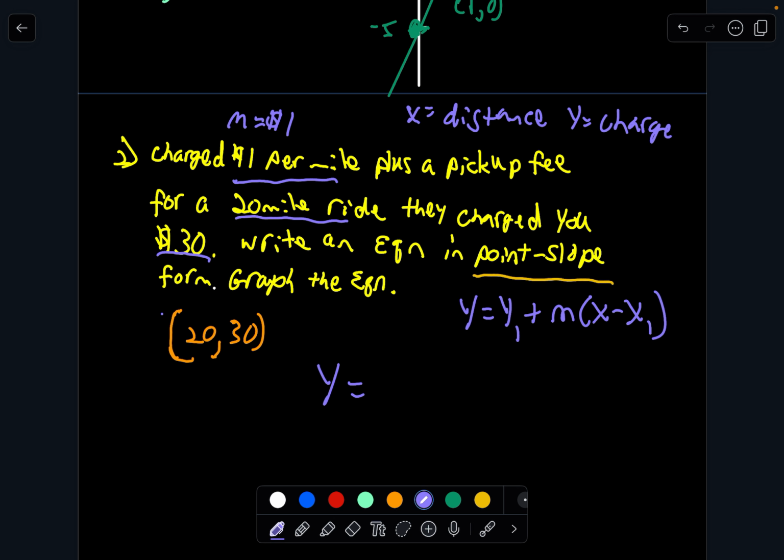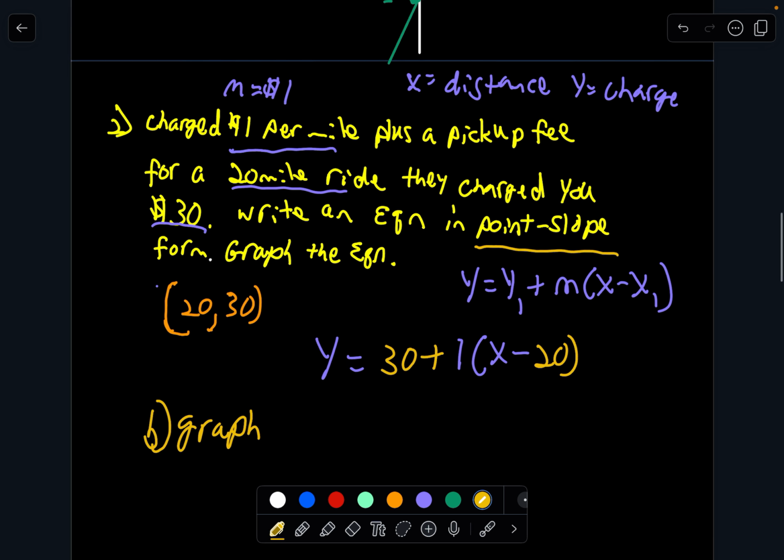y equals 30 plus, the slope was 1, (x minus 20). And there's the equation in point-slope form. And then that was A. B was to graph.